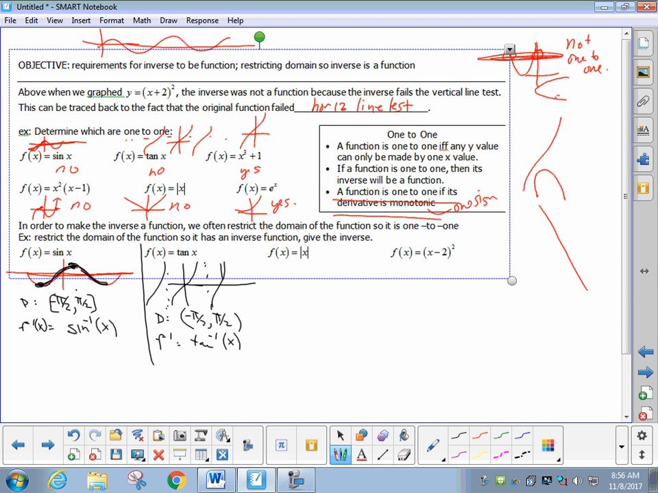Now, absolute value of x. That fails the vertical line test, right? Now I want to restrict the domain so that I have a one-to-one function that passes the horizontal line test. And I want to get all the y values I can. So what would you do to restrict the domain? 0 to infinity. Okay. Then you're only dealing with the right-hand side of the graph, and all is well. The inverse then, bit of a trick. Inverse.